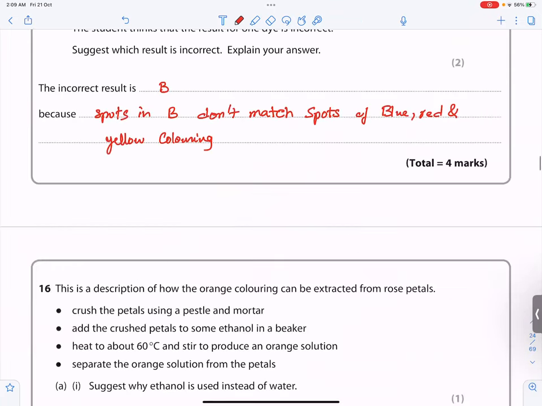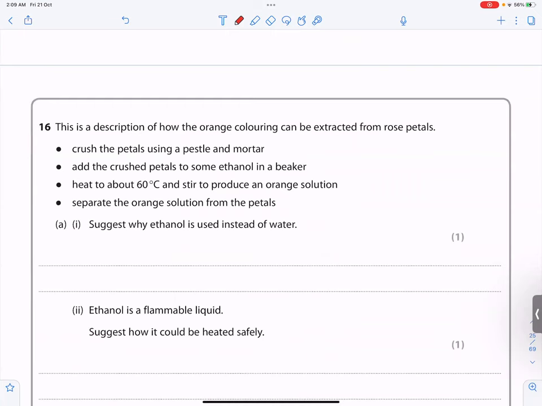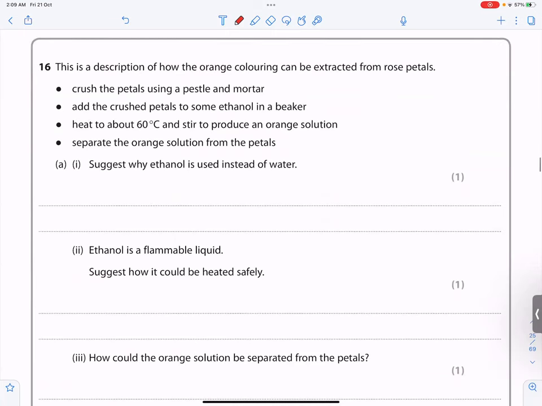طيب, this is a description of how orange coloring can be extracted from rose petals. Crush the petals using mortar and pestle. Add the crushed petals with some ethanol in a beaker. Heat to about 60 degrees and stir to produce an orange solution. Separate orange solution from the petals. Suggest why ethanol is used instead of water.